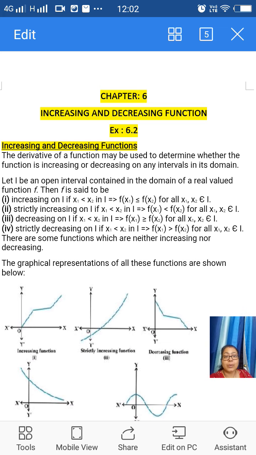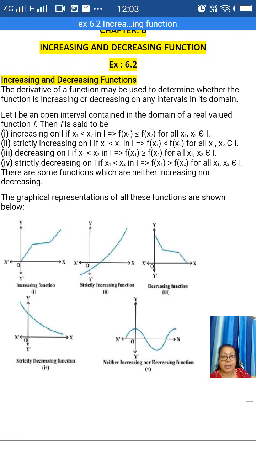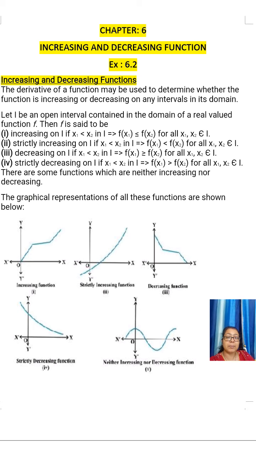Now I will tell you some examples of functions which are neither increasing nor decreasing. So the graphical representation of all these functions: the first one is an increasing function, the second one is strictly decreasing, then the third one is also decreasing, like this. Some examples and graphical representation have been shown here.